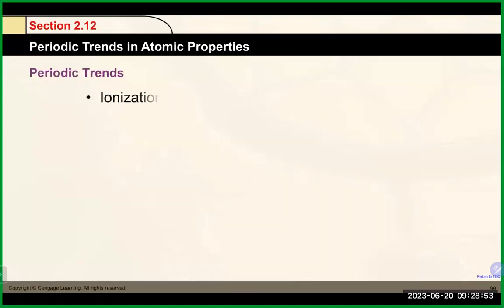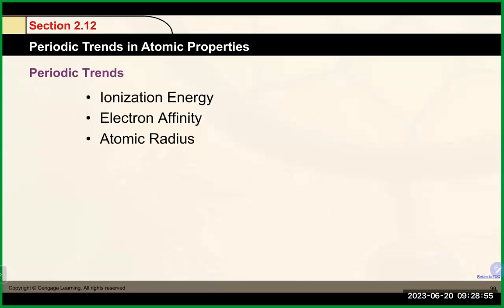Yeah. The last thing we're going to talk about in this chapter is periodic trends. And there's a few different types of periodic trends we're going to talk about: ionization energy, electron affinity, and atomic radius. We will also add electronegativity to it.